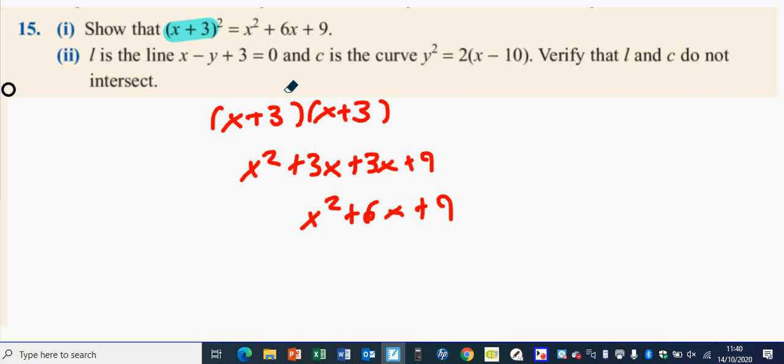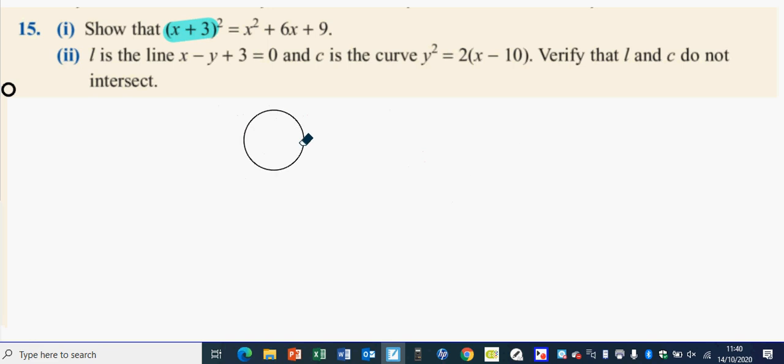Now, Peter, your choice. Do you want to get x on its own or do you want to get y on its own? How many people using the linear equation? How many people got y on its own? Hands up. How many people got x on its own? Alright, let's do x on its own. So, okay, there is no wrong choice.